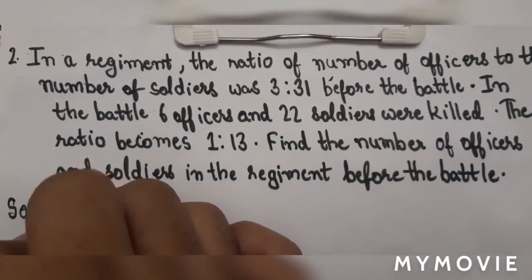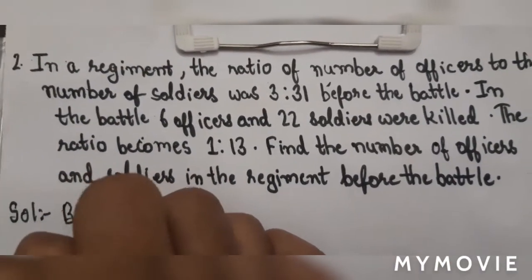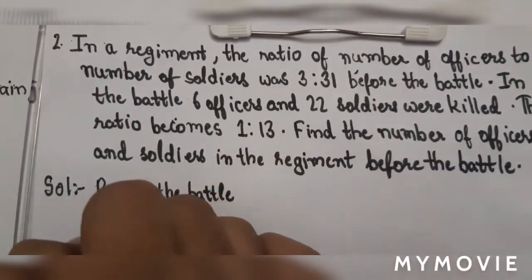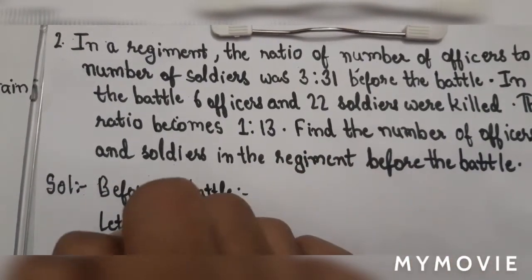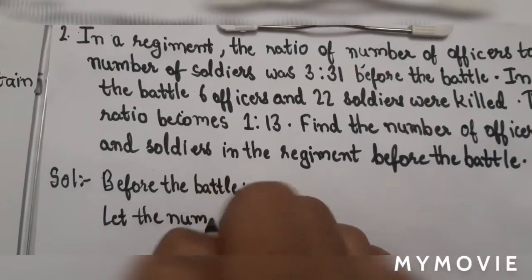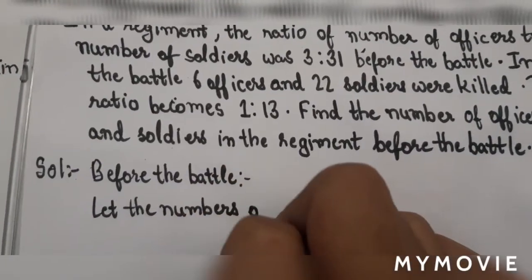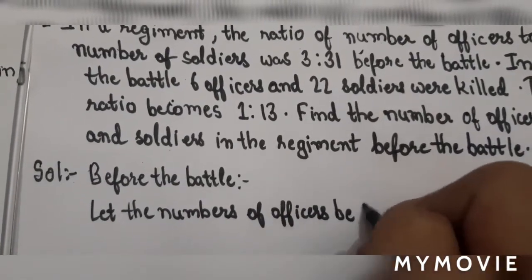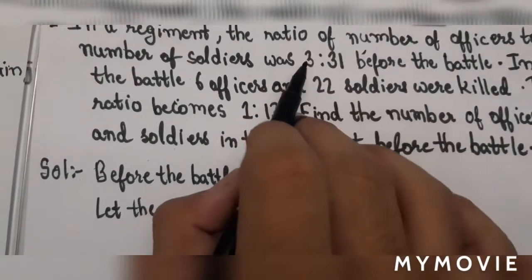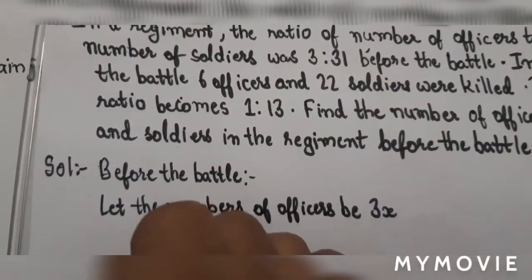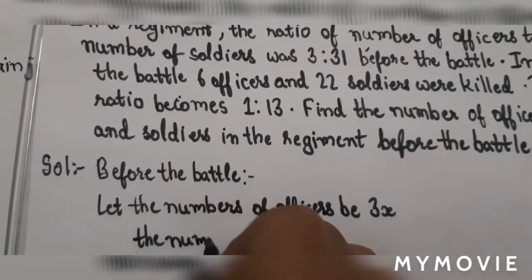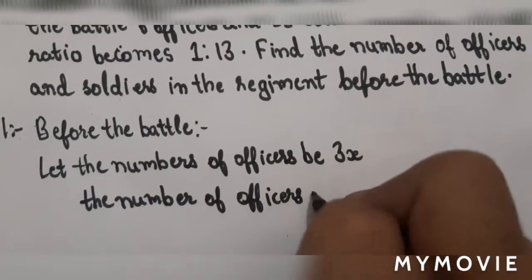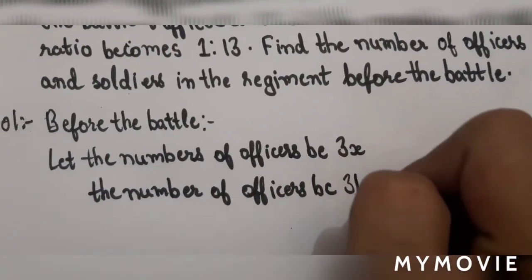So, before the battle, let the number of officers be 3x, because here is 3, so we kept x, so 3x, and the number of soldiers be 31x.